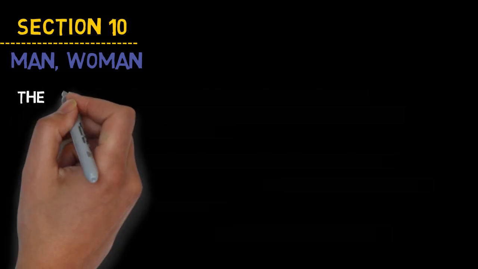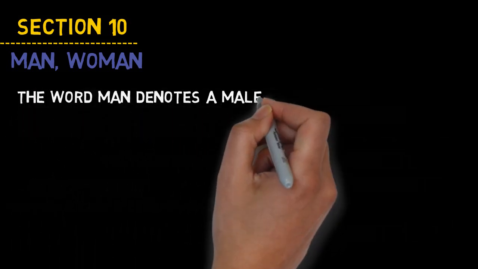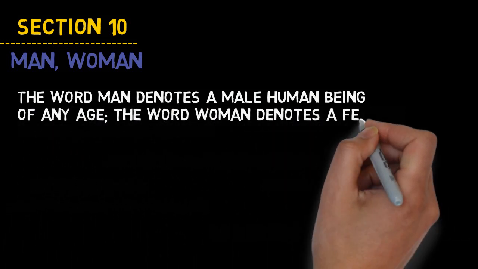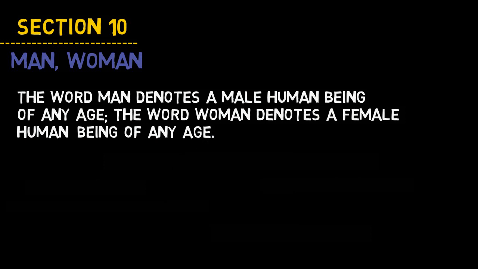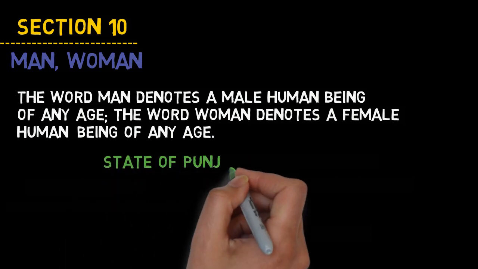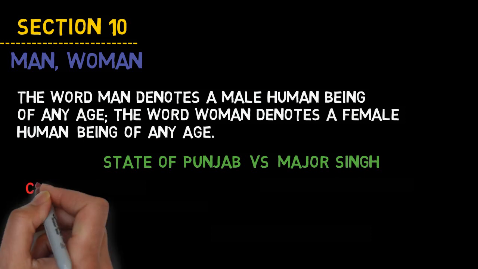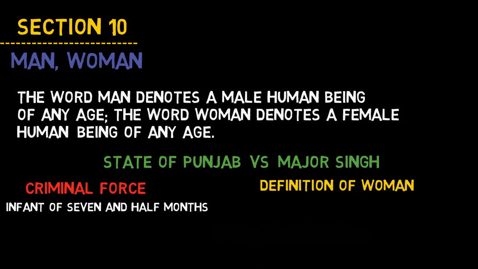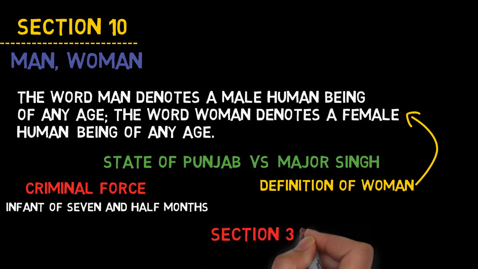Section 10 says the word man denotes a male human being of any age. The word woman denotes a female human being of any age. This provision doesn't need any explanation. It's self-explanatory. But we can refer to a case law on this. In State of Punjab versus Major Singh, where criminal force was used against a female infant of 7.5 months old, this definition of woman has been held by the Supreme Court to be applicable for the purposes of Section 354 of IPC.